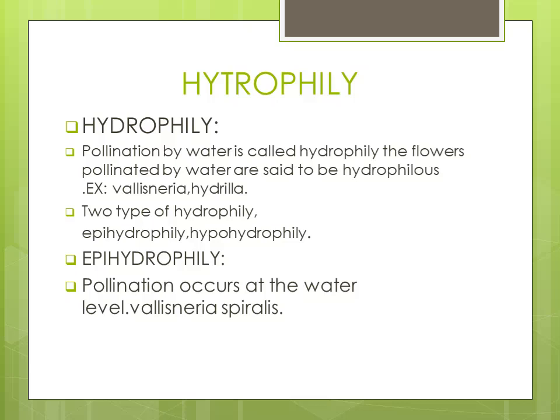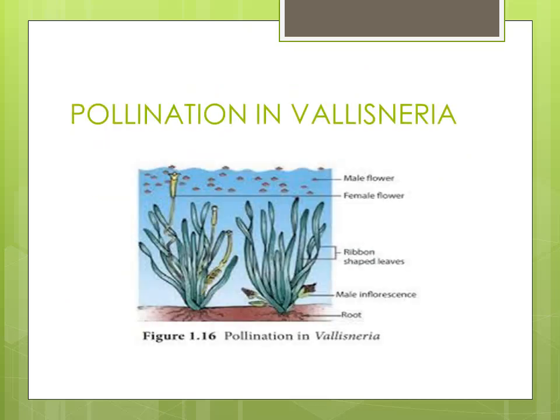The Vallisneria undergoes epihydrophily characteristics. So this is the picture. You can see the Vallisneria. See the female flowers. They have a long stalk. The flowers protrude out, or come near to the surface of the water. The male flowers float on the surface of the water. When a male flower meets the female flower, it starts to enter inside and form a pollen tube, and fertilization takes place. The leaf is ribbon shaped in the Vallisneria.